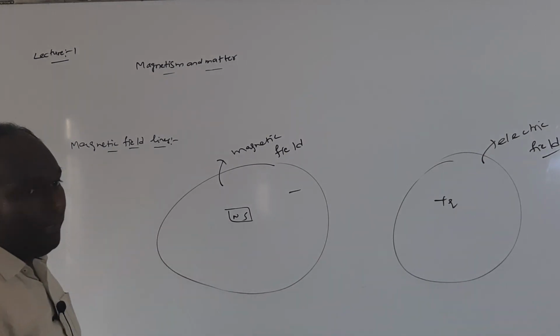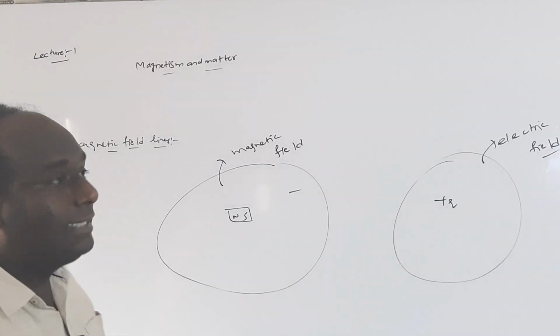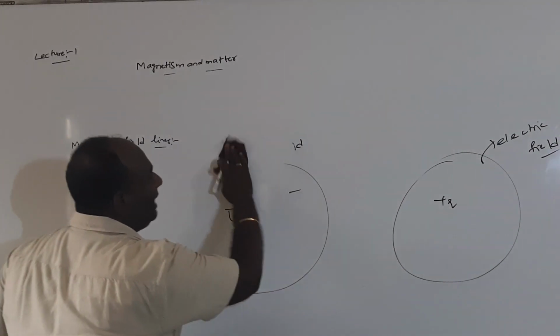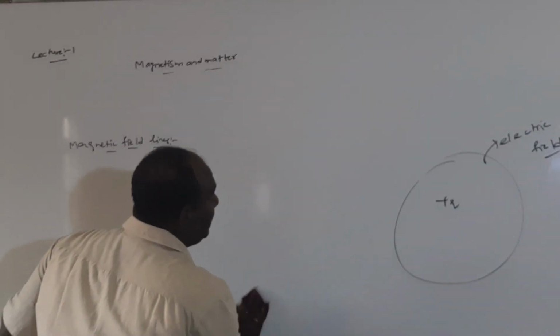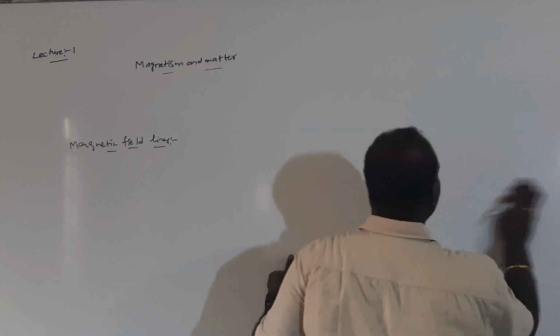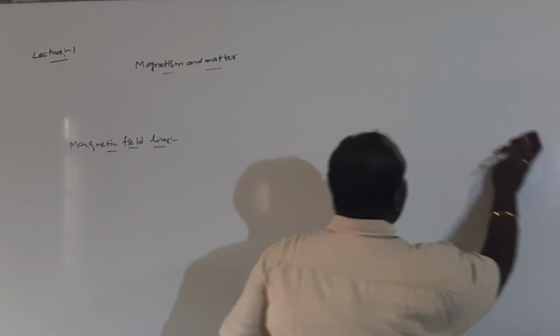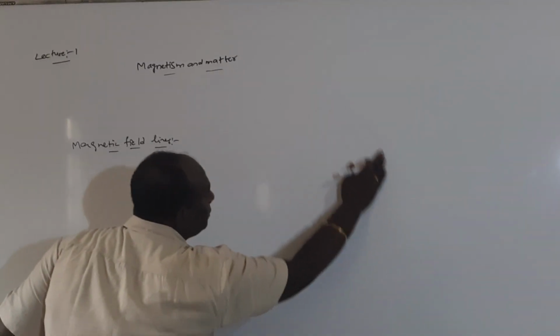Now, the magnetic field is expressed easily in terms of magnetic field lines. Now, how can we draw magnetic field lines? In the same manner, what is meant by electric field line? In case of electric field line, what we can say? The path followed by a unit positive charge in the region of electric field is known as electric field lines.